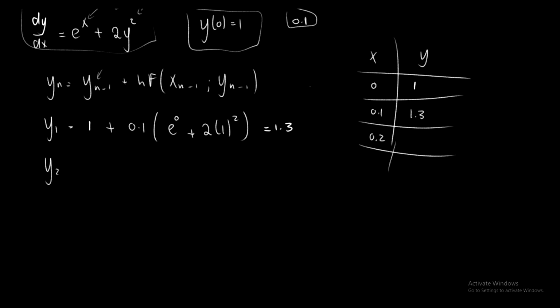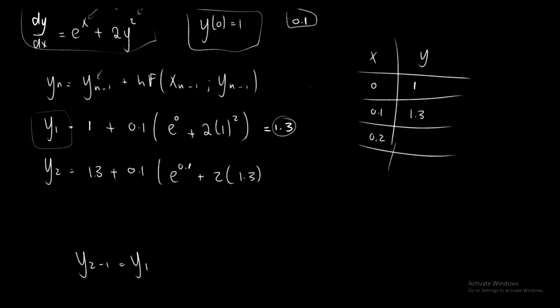So look now, to find y sub 2, all you do is you plug in your new y. Because this n minus 1 essentially means y2 minus 1, which is y sub 1. So now you take the y sub 1 you just solved and you plug it into the next differential. Step size stays the same as always, e raised to the 0.1 in this case, plus 2, and then our y was 1.3, squared. Okay, let's see what we get.